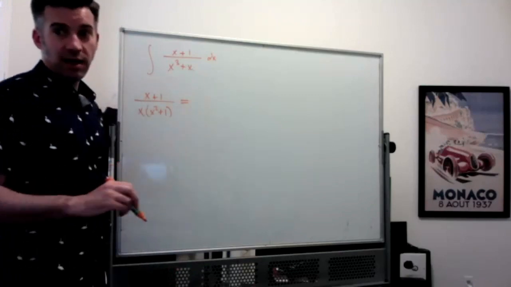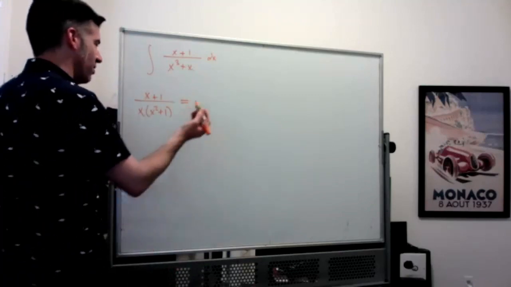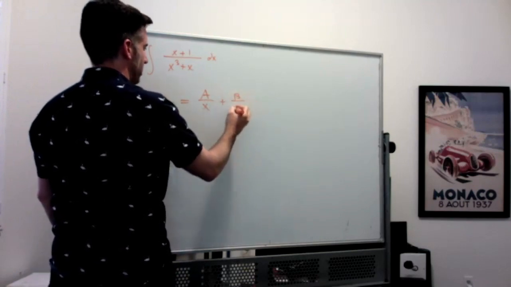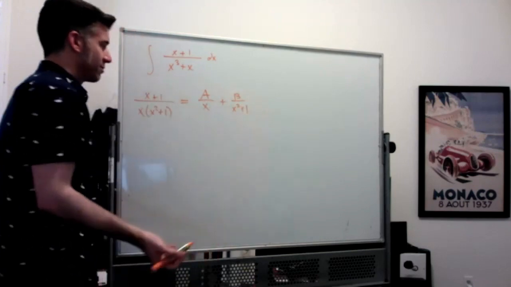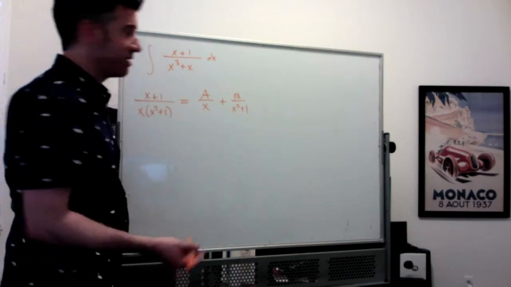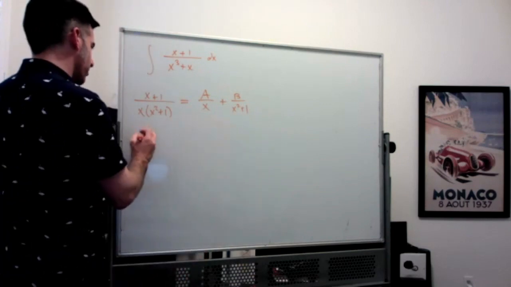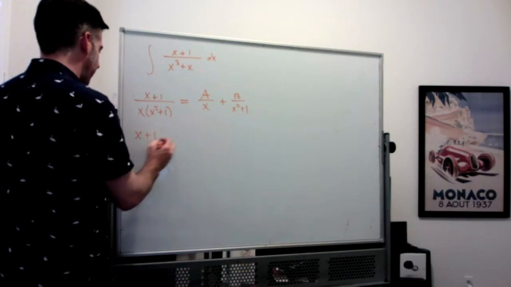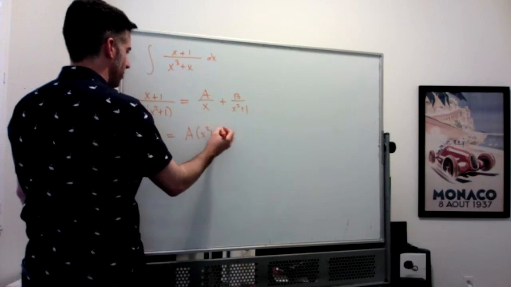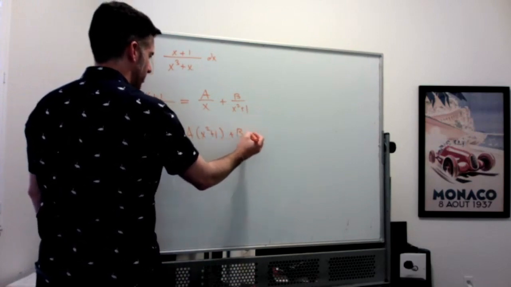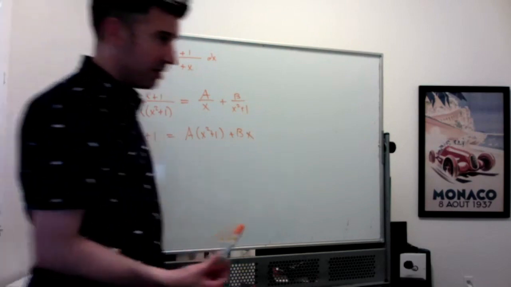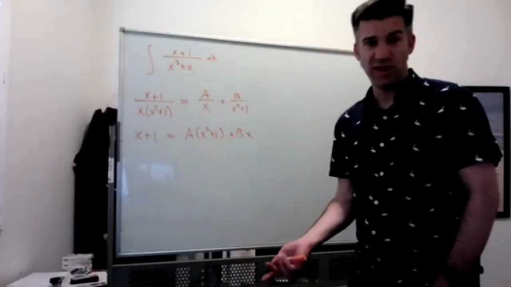So let's go ahead and make a similar mistake I made before. I'm going to just say, well, let's say we could do this as a over x plus b over x squared plus 1. It's not going to work. Why isn't it going to work? Well, because if I multiply both sides by the common denominator, I'm going to get x plus 1 on the left. And it's going to equal a times x squared plus 1 plus b times x. So it's going to fail for the same reason the other one did.